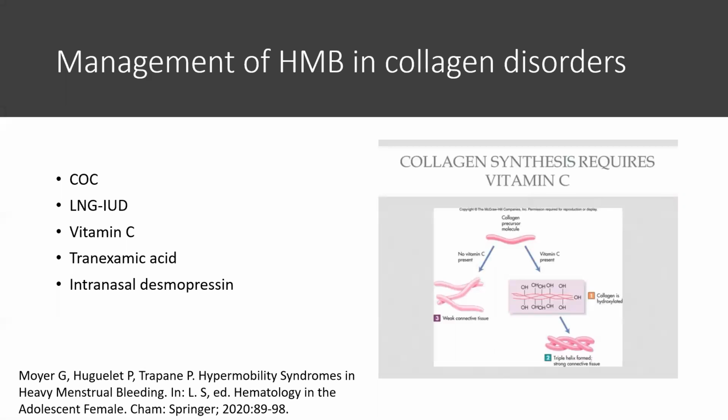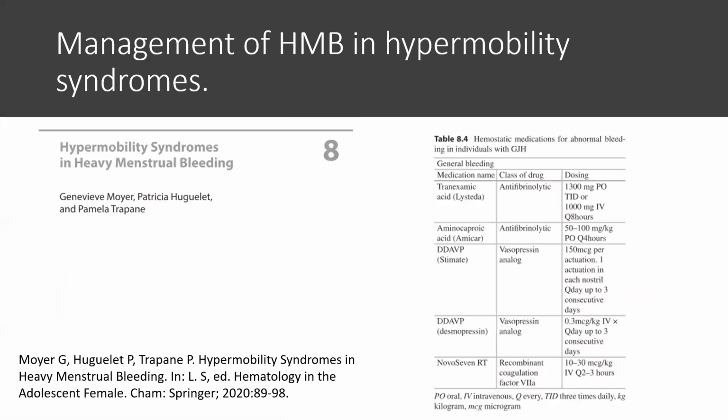So this slide just summarizes, there's a book which talks about hypermobility syndromes and heavy menstrual bleeding, and the recommendations, as I said, are oral contraceptives, upscale to a Mirena, vitamin C, tranexamic acid, or intranasal desmopressin. And this table summarizes it again. The only addition here is if you're really in trouble, perhaps to use NovoSeven.